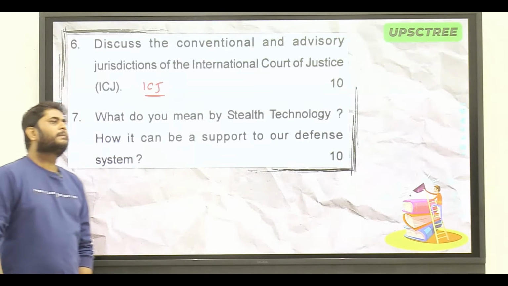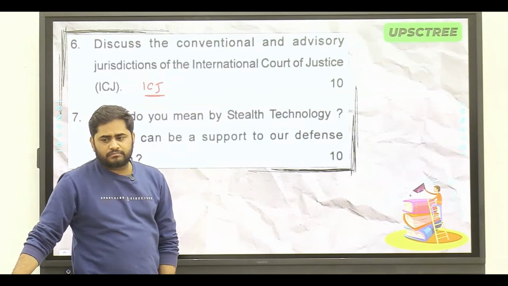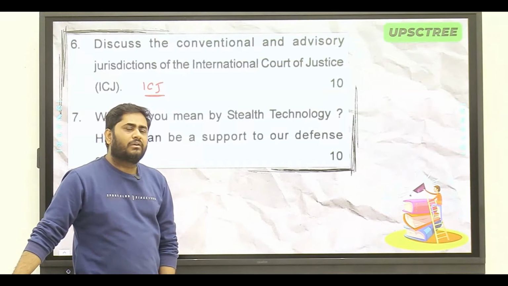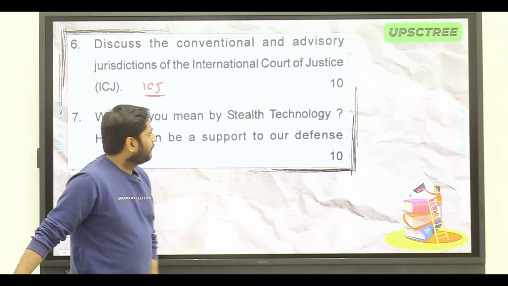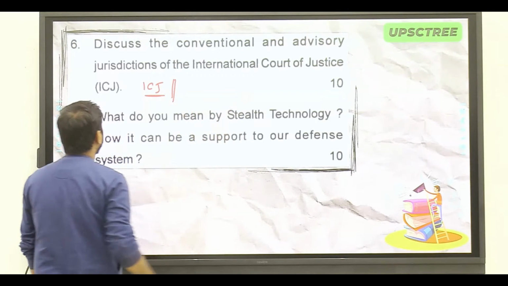For example, it gave an adverse pronouncement as far as the South China Sea is concerned. However, because China is a strong state, they could not do anything about it. So the limitations of the International Court of Justice, you also talk about that.